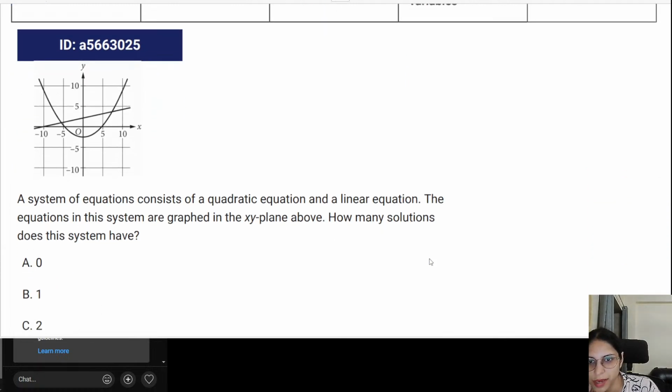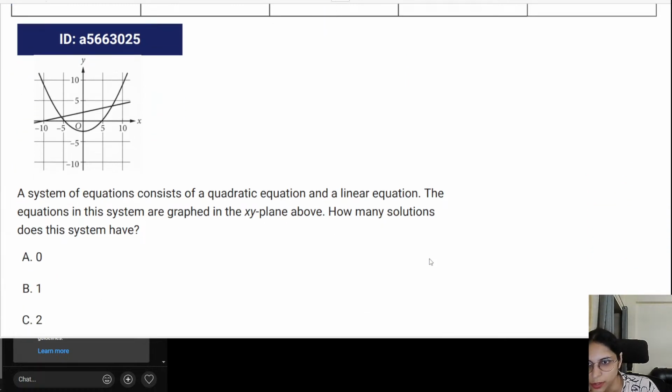So over here, a parabola is given to you, and a linear equation is given. The question is how many solutions. So you can see they are meeting at 2 points of intersection, one here, one here. So number of solutions are 2.